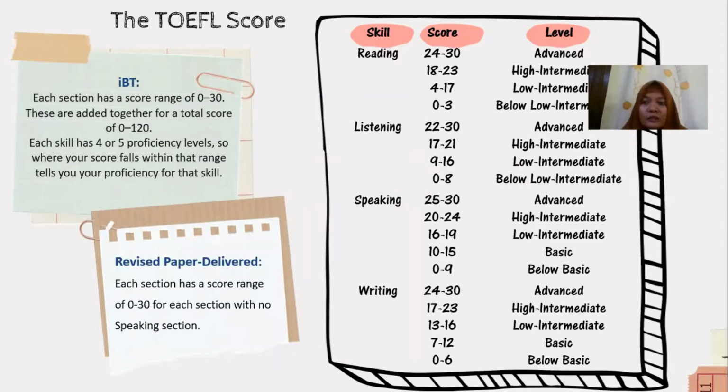Now, the next section will be delivered by my partner, Mbak Danti.